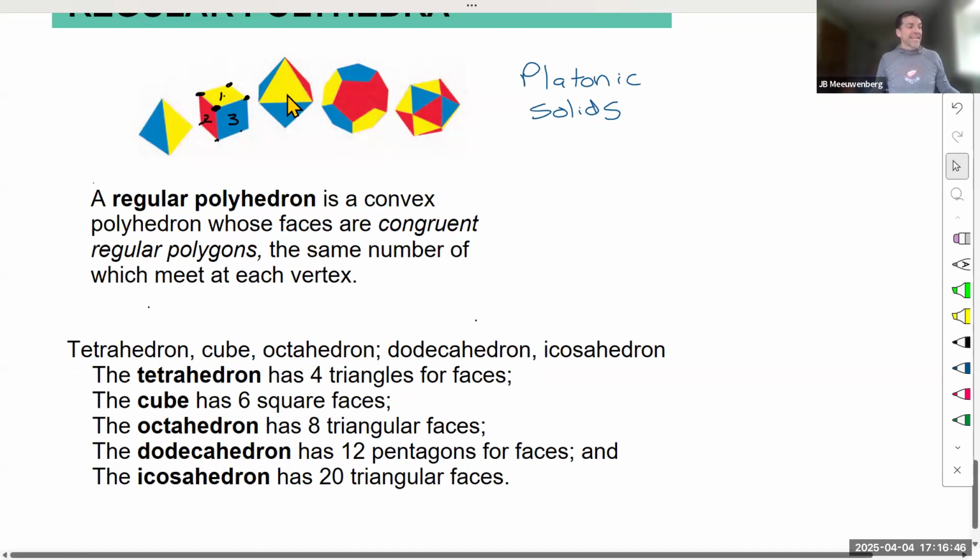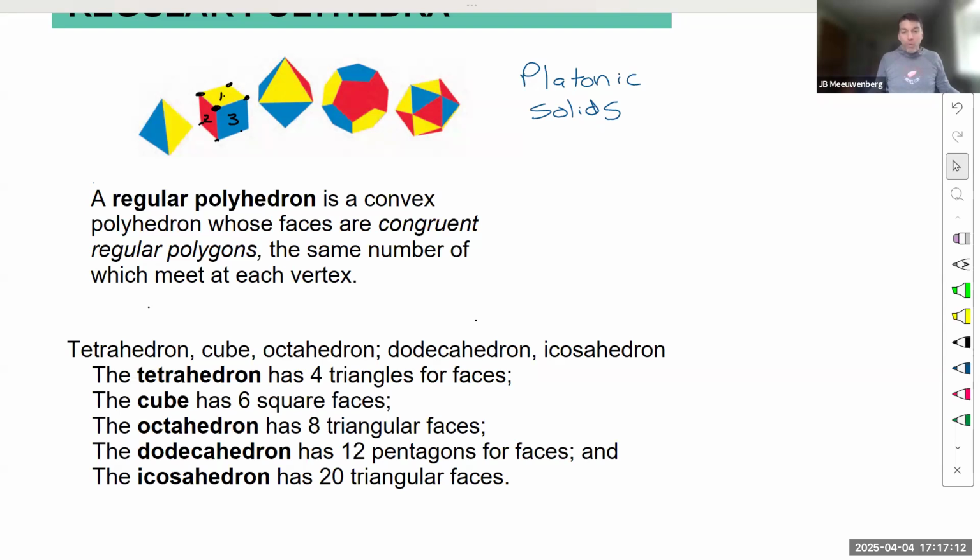Octahedron, right here, has 8 triangular faces. A dodecahedron has 12 pentagons. So each of those is having 5 sides, 12 pentagons for faces. And the icosahedron has 20 triangular faces. So there are triangles, and there are 20 of them that make up that figure.